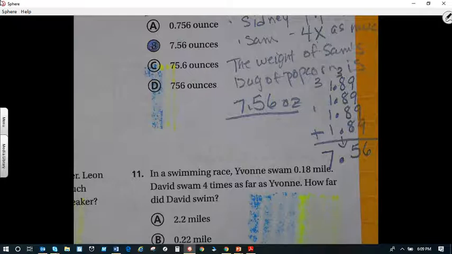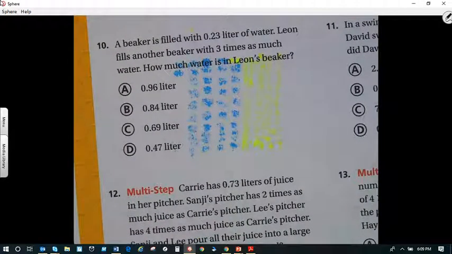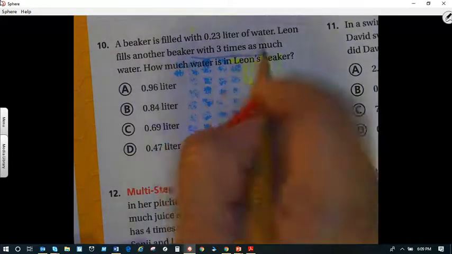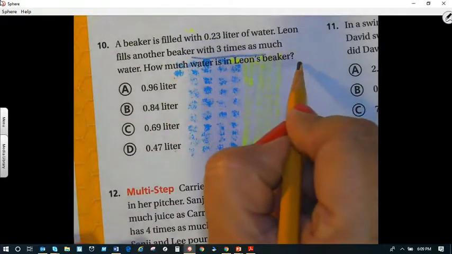A beaker is filled with 23. We're looking at number 10 now. A beaker is filled with 2,300 liters of water. Leon fills another beaker with 3 times as much as the water. How much water is in Leon's beaker?